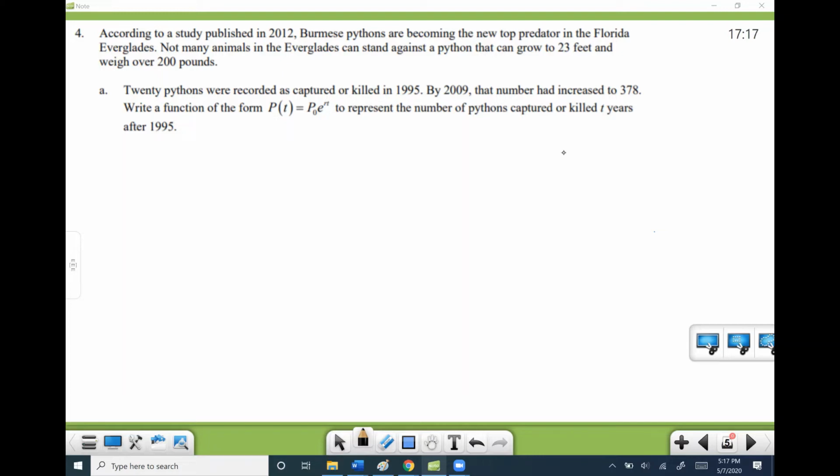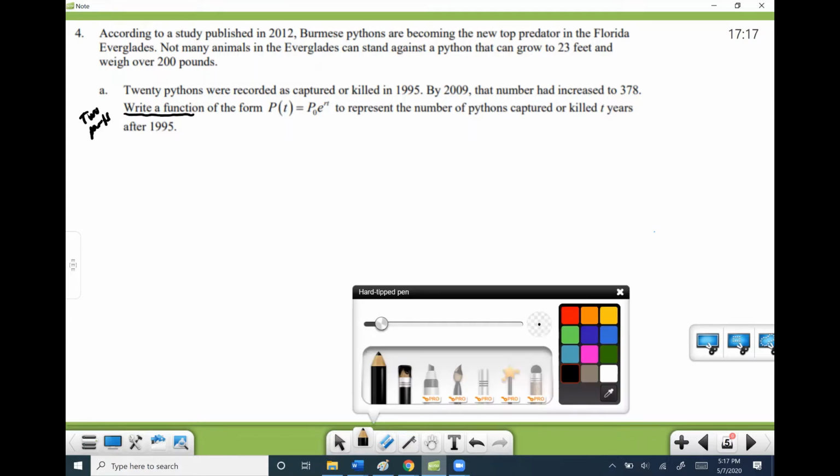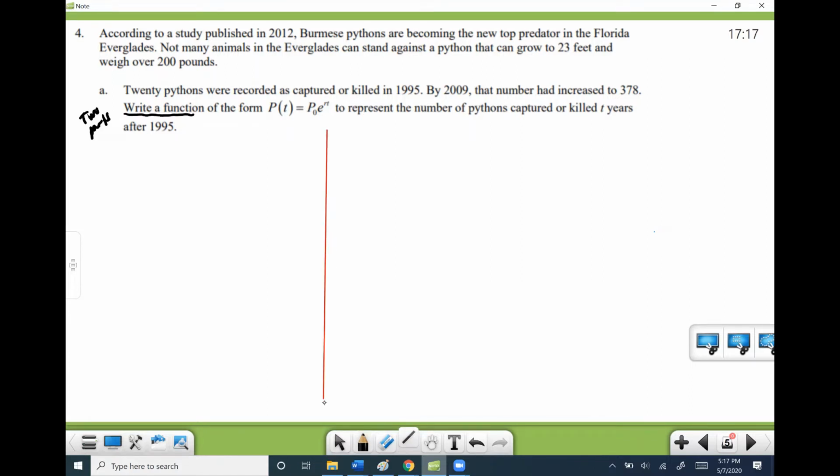Okay, so this is going to be a two-parter in that whenever they ask you to write a formula, write a function, it's always going to be two parts. Okay, I'm just going to tell you that right now. The first part is going to be you plugging in what you know. So on this first one, plug in what you know to solve for R.